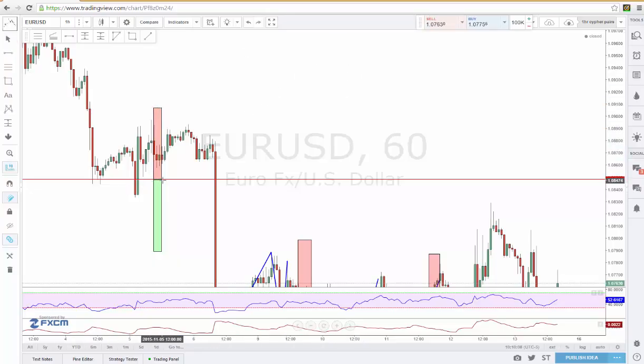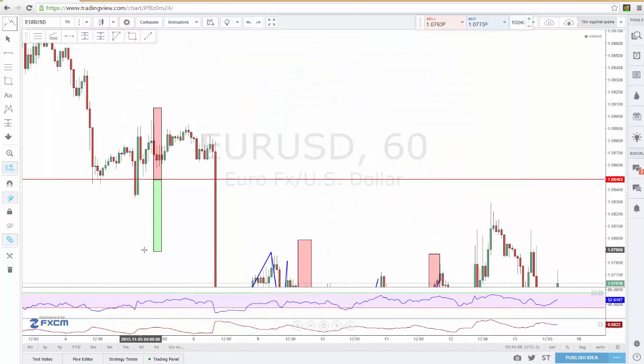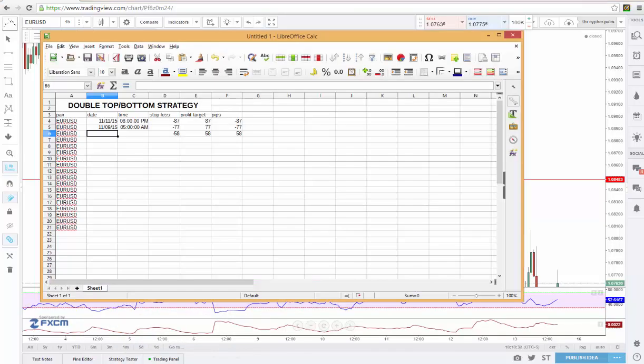And use our ruler tool, excuse me. This trade was a win of 58 pips. Back over to our spreadsheet. Stop loss we know was minus 58. Target we know was 58 pips, and we know we made 58 pips. Date and time. Date was 11/05 at 6 o'clock.